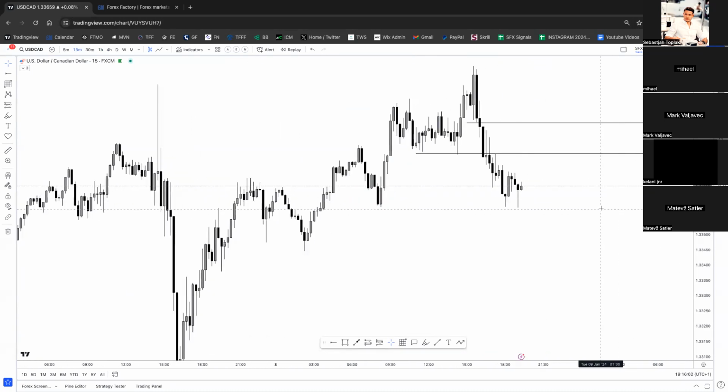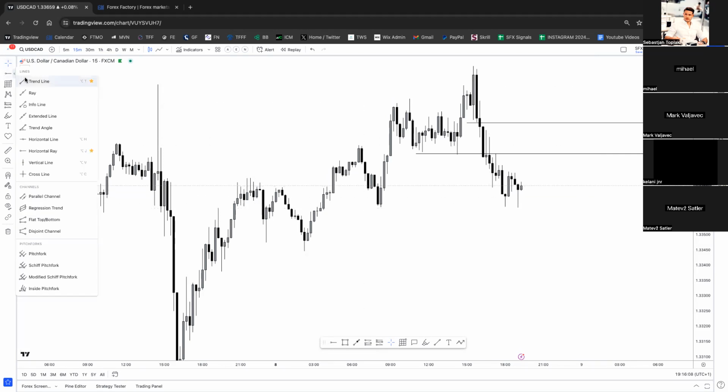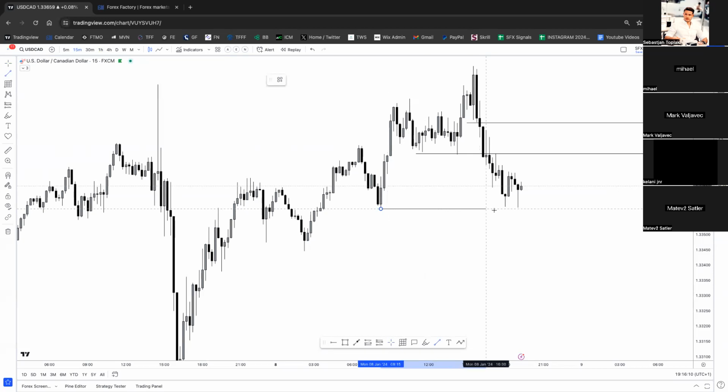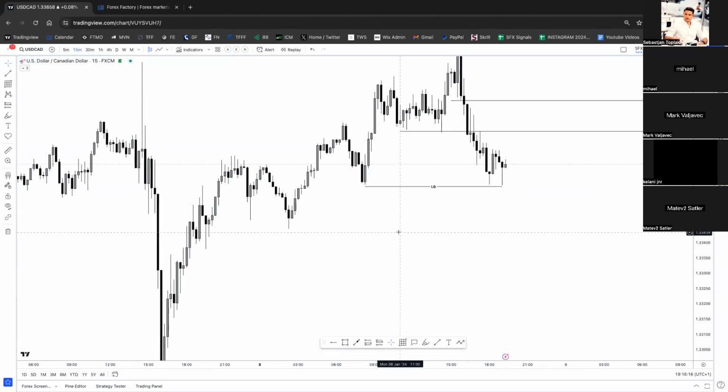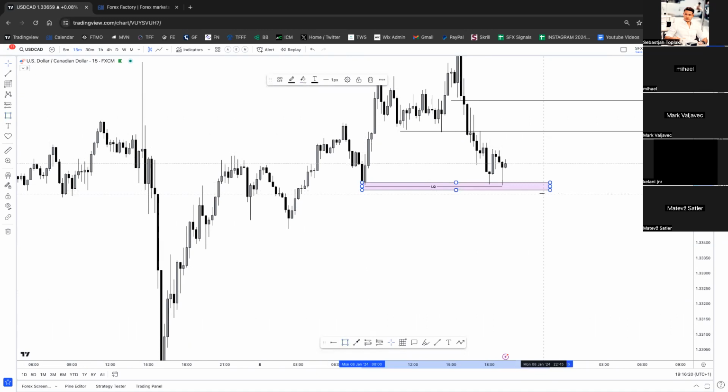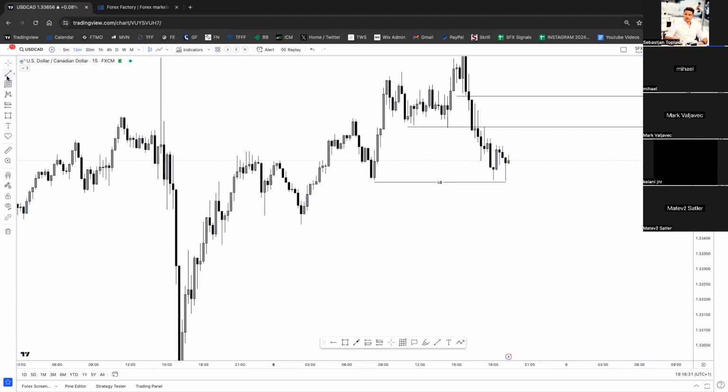Now, as you can see currently, what price did at the end of the New York session, we created equal lows. So we have equals, which means liquidity, which means stop losses, because this is seen as a support region. So obviously everyone who was bullish and buying currently has stop losses below, right? Simple.